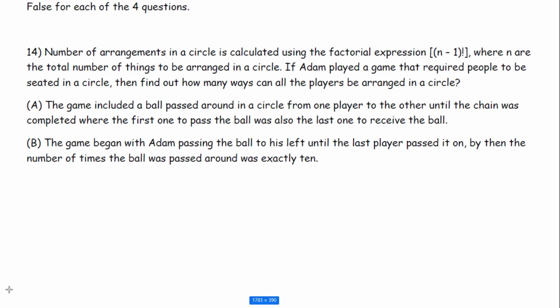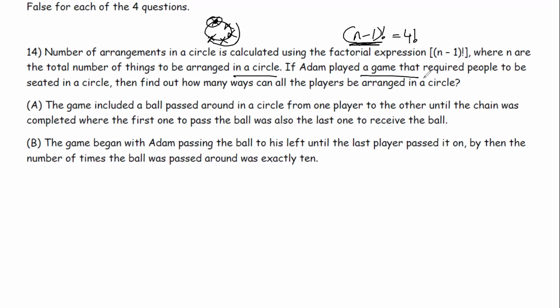Okay. So the number of arrangements in a circle is calculated using the factorial expression (n minus 1) factorial. Because in a circle, we don't know the starting point, whether it's left or right. So we fix one person. If there are 5 people, we fix one person, and so the number of people to be arranged is only 4. Therefore, there are 4 factorial ways to arrange 5 people in a circle, where n is the total number of things to be arranged in a circle.